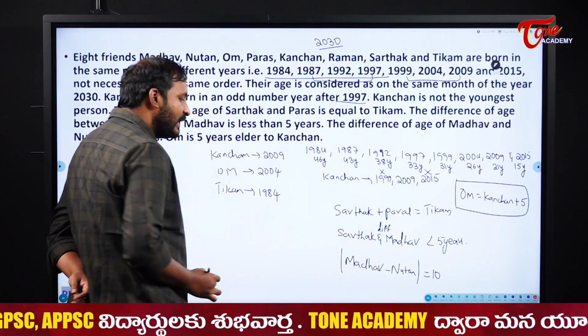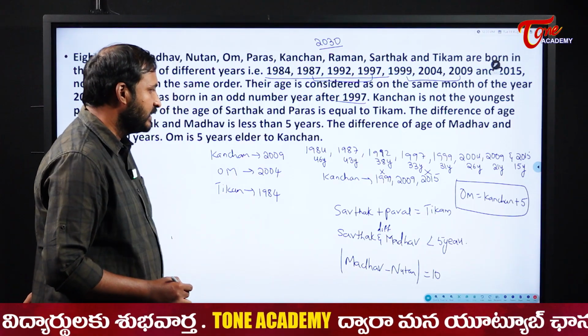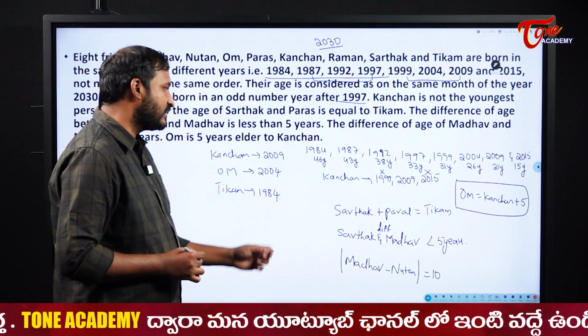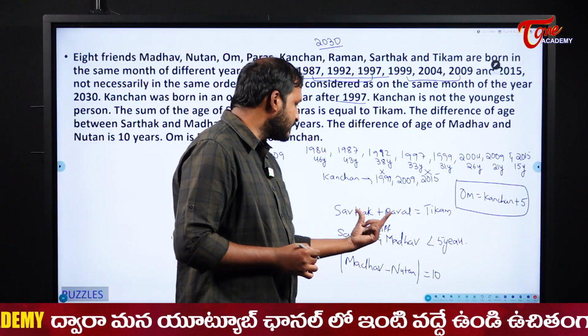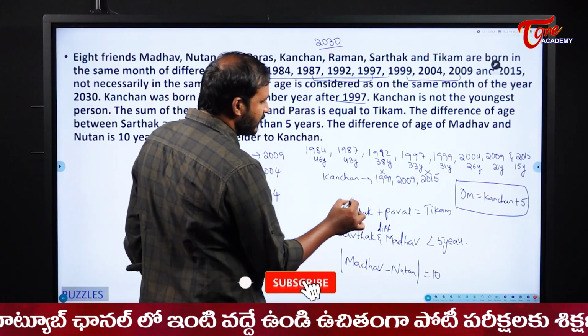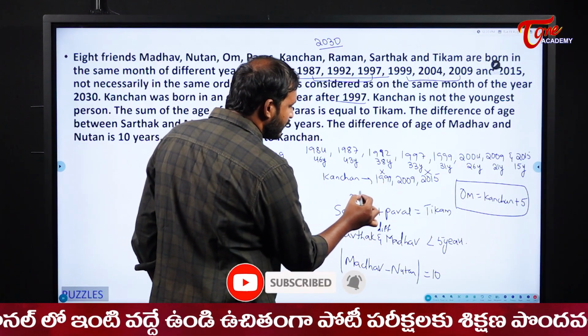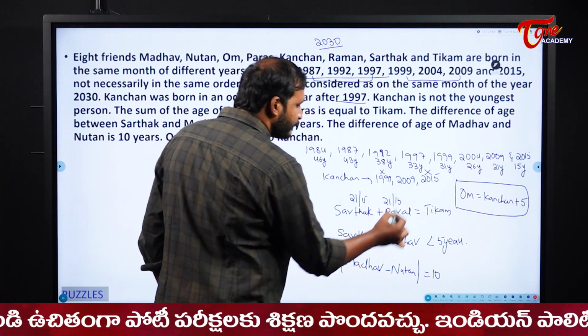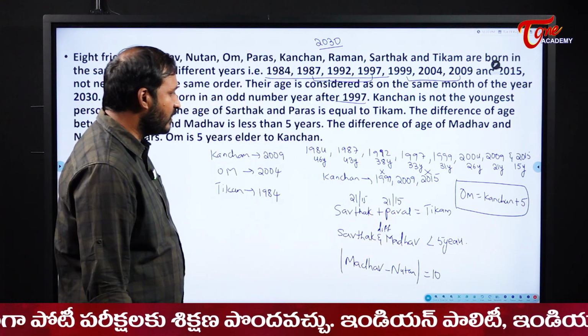He is the eldest of all the 8 people, and Sardak and Paras will be the two ages, one of which we don't know exactly, 21 or 15, and here it is also 21 or 15. We cannot say exactly.